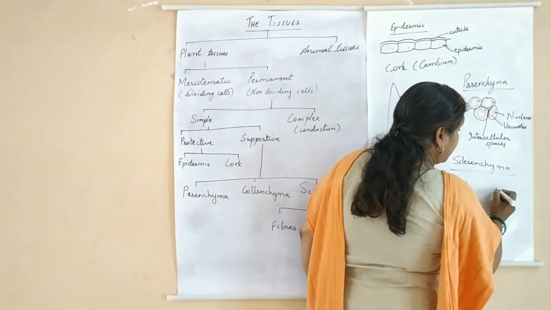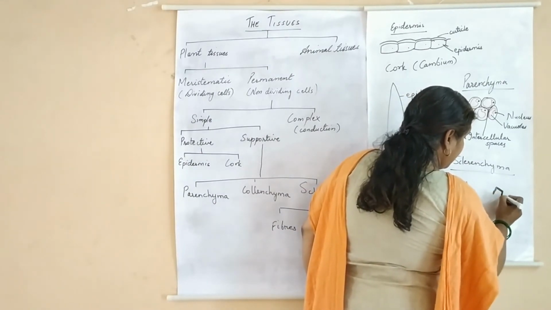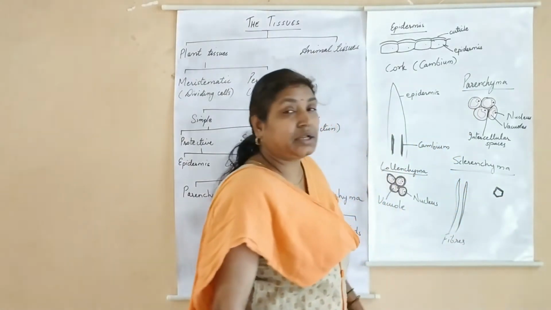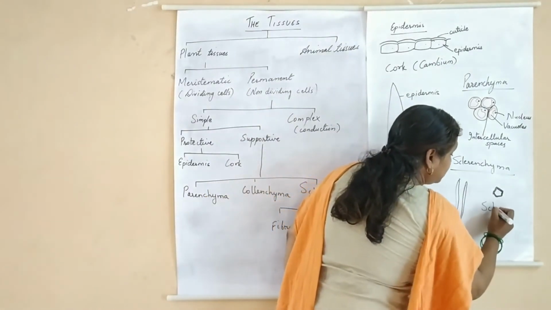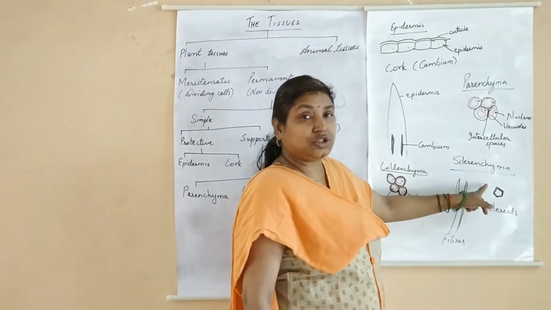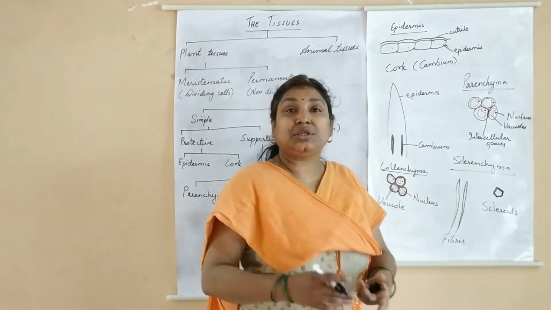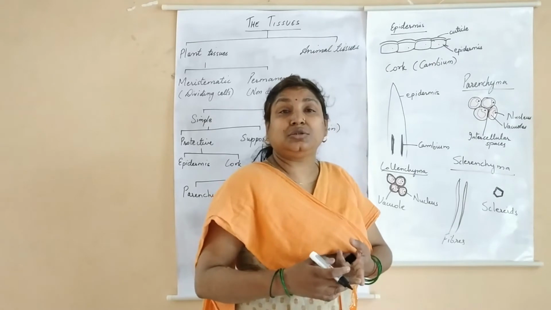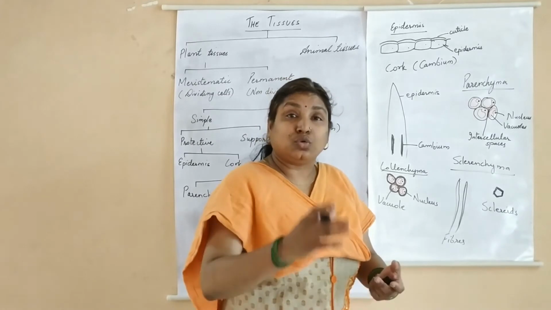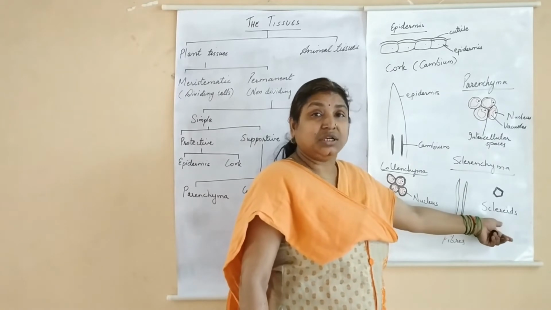Next type of sclerenchyma is your scleres. These are also thick walled due to the deposition of lignin. They are also dead cells. Now where are they present? They are present in the pith region. They are present in the shells. You have seen walnuts and almonds. When you break the shells, those shells are also made up of dead sclerenchyma cells known as scleres.